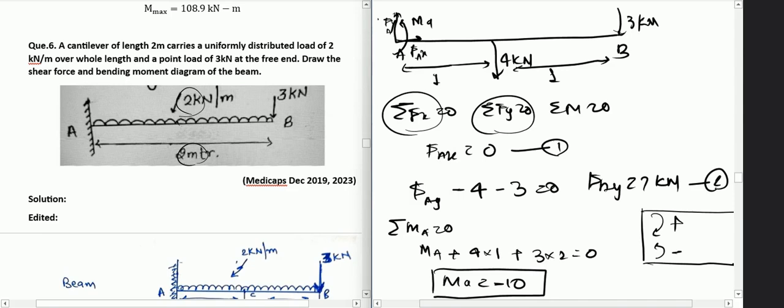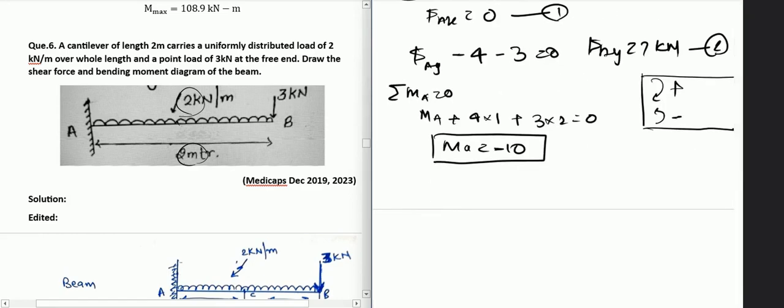the beam will not be straight, but a bended beam, something like this, because there are two clockwise moments. So to balance them out, there should be an anti-clockwise moment at A, which comes out to be -10. So that is how you can do the question.